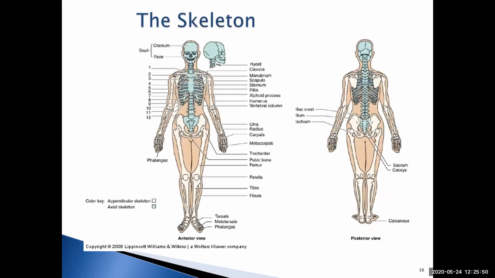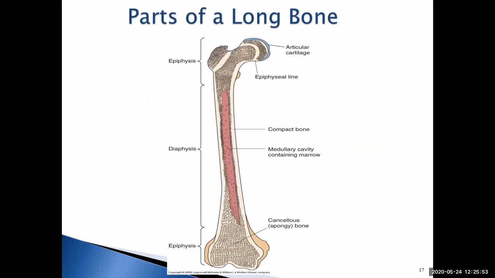This kind of gives you a skeleton view. Some of you have taken anatomy already, so you're kind of used to this. The epiphysis, you can see over here on this picture, is the end. Diaphysis is the middle. So if you look at this, you can see some of the bone is softer, spongier, where the middle is more compact.